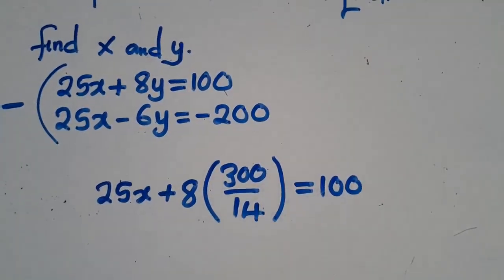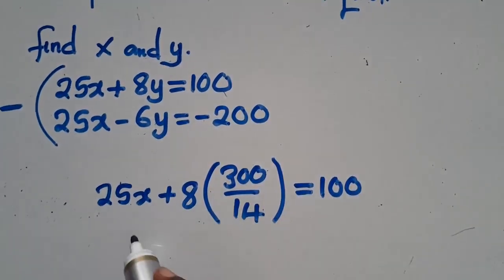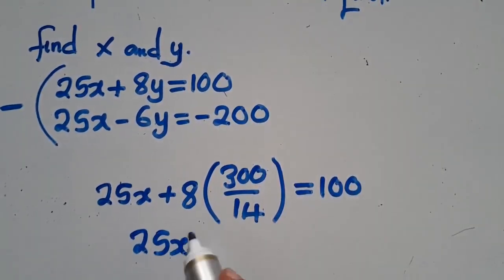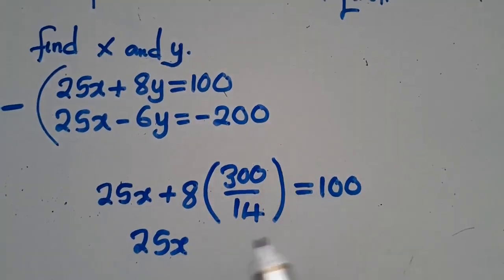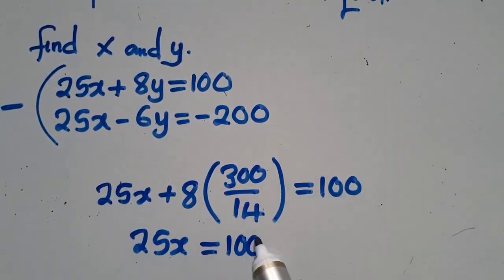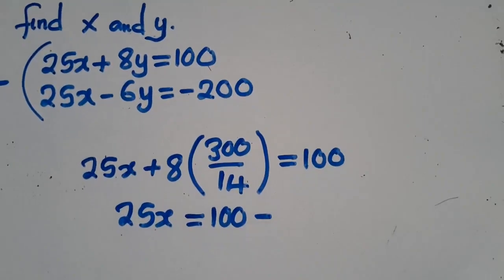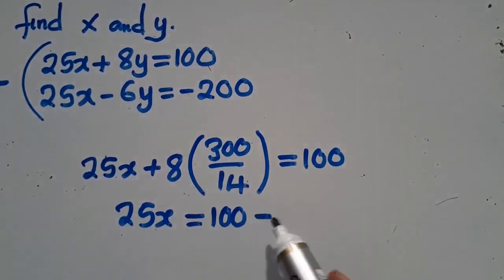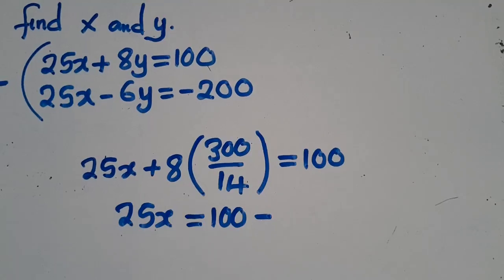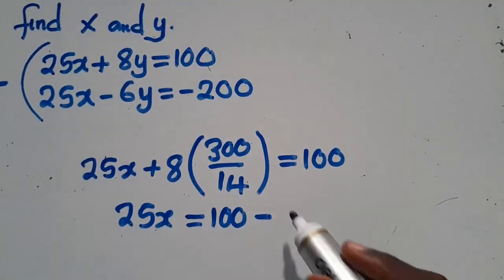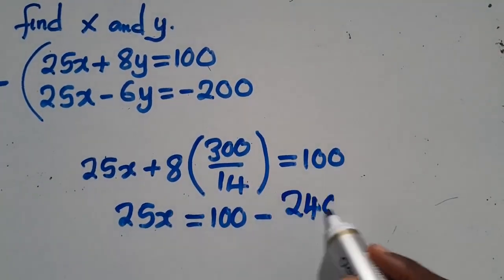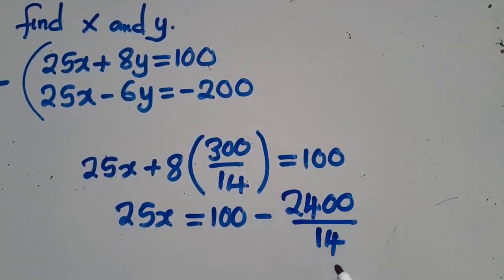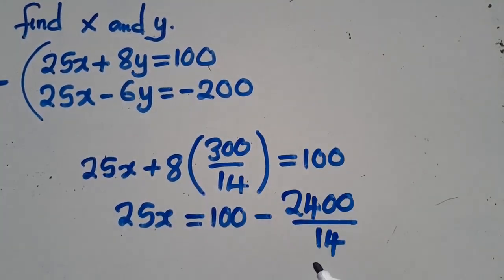So this is what we are supposed to do. From here now you say 25x, you know that this part will go to the other side. So you are going to have 100 minus what? 100 minus, when you multiply this, you say 300. When you get 300, you multiply it by 8. The answer will be 2400 over 14. This is what you are going to have.